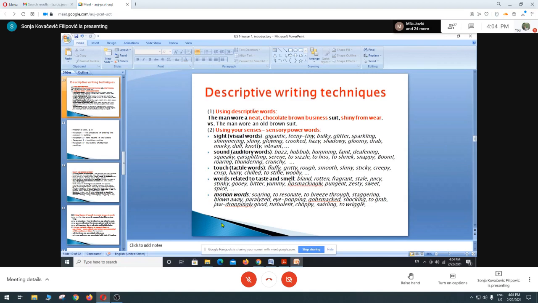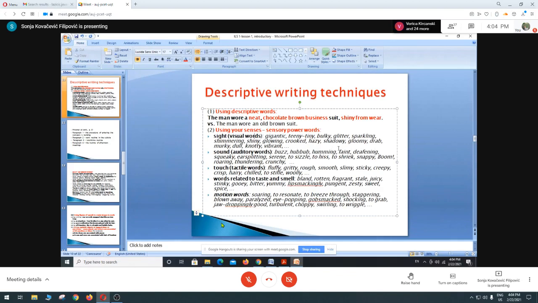So, when writing, we should use descriptive words. So, the man wore a neat chocolate brown business suit, shiny from wear. Words in red are very descriptive. This is a much nicer and more precise description than just saying the man wore an old brown suit, right? Then the second technique is using your senses, relying on sensory power words. Here are some examples. Words relating to sight or visual words: gigantic, teeny tiny, bulky, glitter, sparkling, shimmering, shiny, glowing, crooked, hazy, shadowy, gloomy, drab, murky, dull, knotty, vibrant.